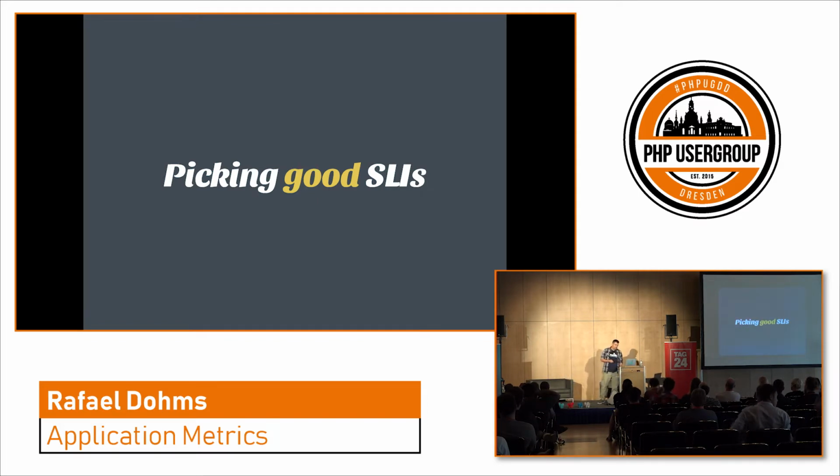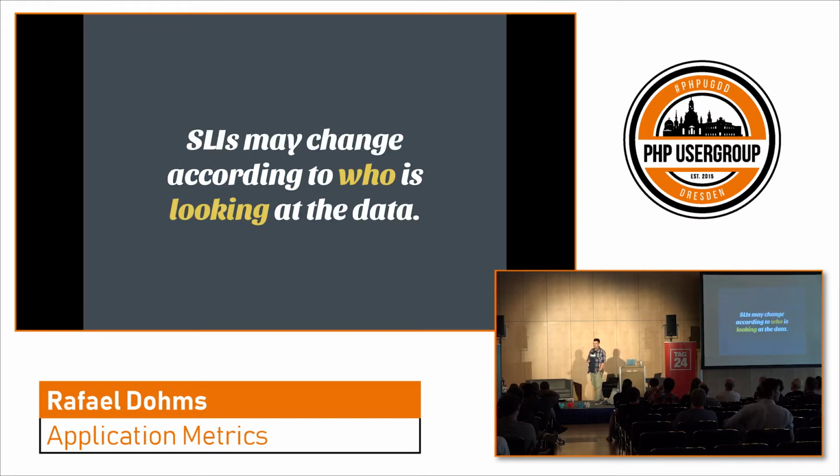So the first thing to understand is that the SLIs, the important ones, depend on who's watching. Like if you're a developer looking at it, then you might care about some values. If you're a product owner, you might care about different values. If you're someone from ops, you might be looking, well, actually I care about the CPU, I don't care about the application. Right? It really depends on what role you're playing within the organization. So it's very important to know that.